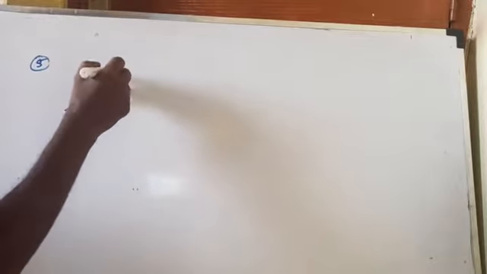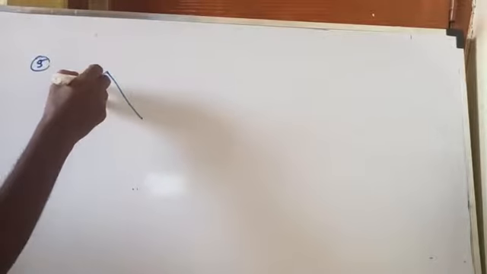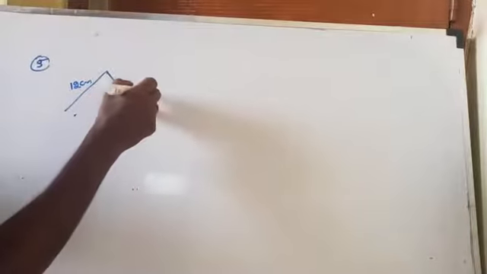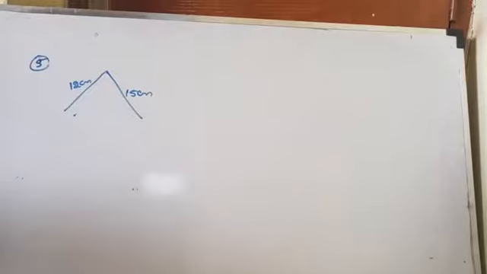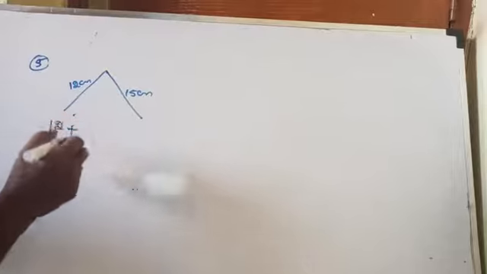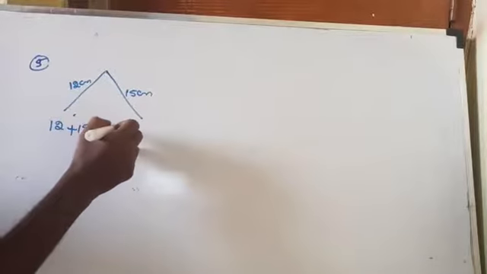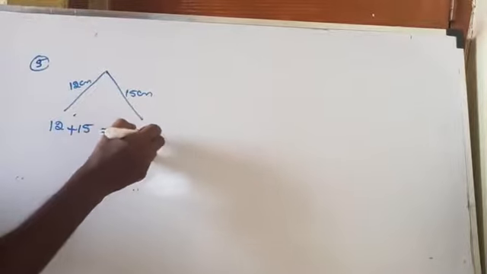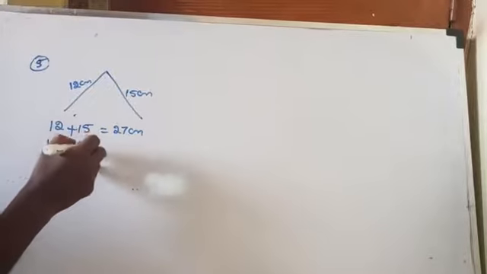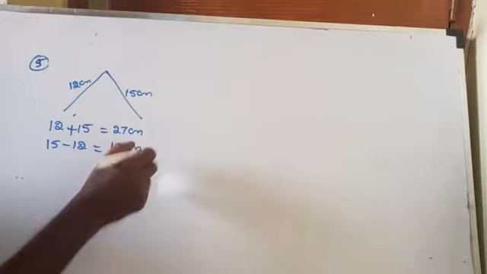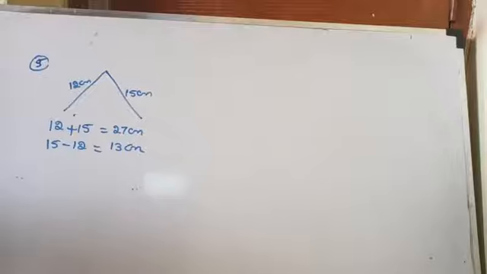Between what two measures should the length of the third side fall? One side is 12 centimeter, another is 15 centimeter. We know that the sum of any two sides of a triangle is always greater than the third side. So 12 plus 15 is what? Just find the sum and the difference. 12 plus 15 is 27 centimeter, and the difference, 15 minus 12, is 13 centimeter. So the third side should fall between 13 and 27.